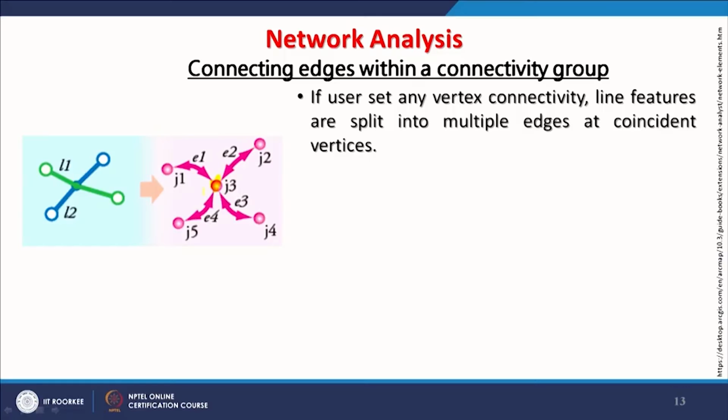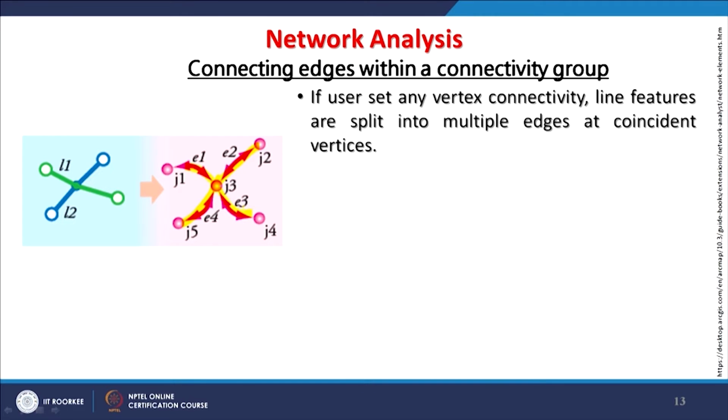And now, further, if the user sets any vertex connectivity, like here, in the previous example we have not seen junction 3. Now, with this connectivity, the line is split into multiple edges at coincident vertices. So, once a junction has been created, these are split. Earlier there was only one line like this and like this.